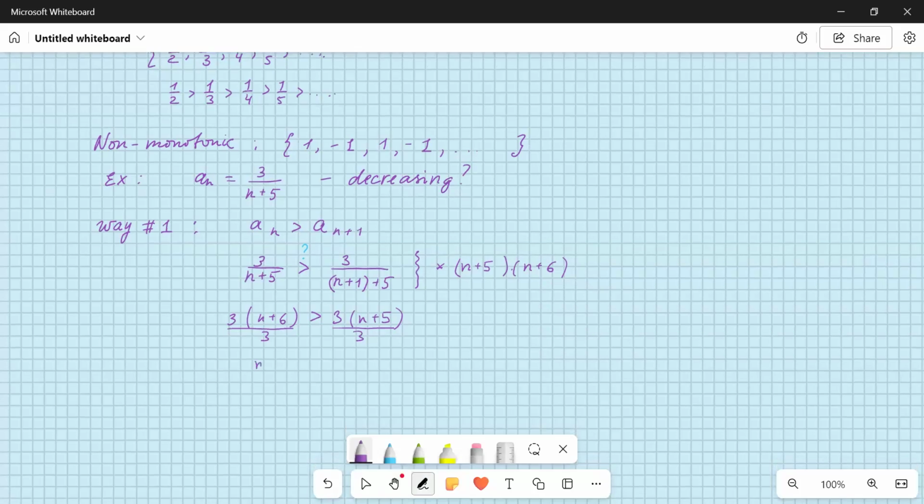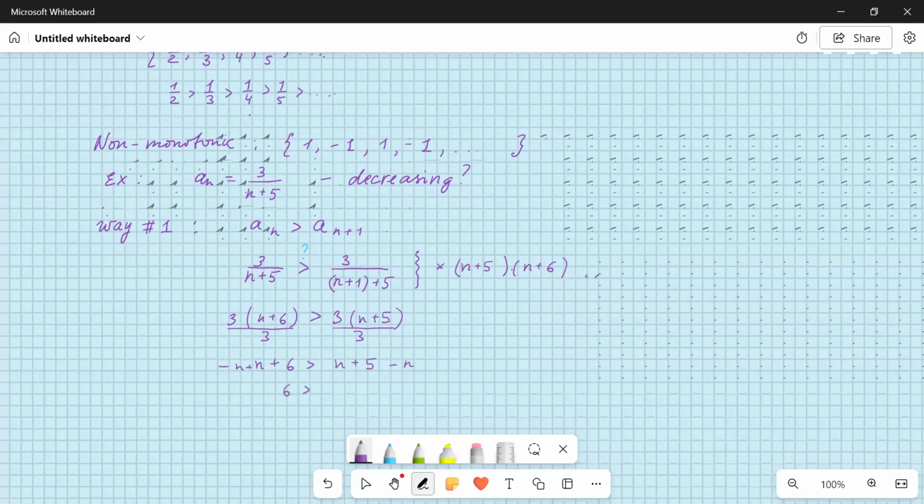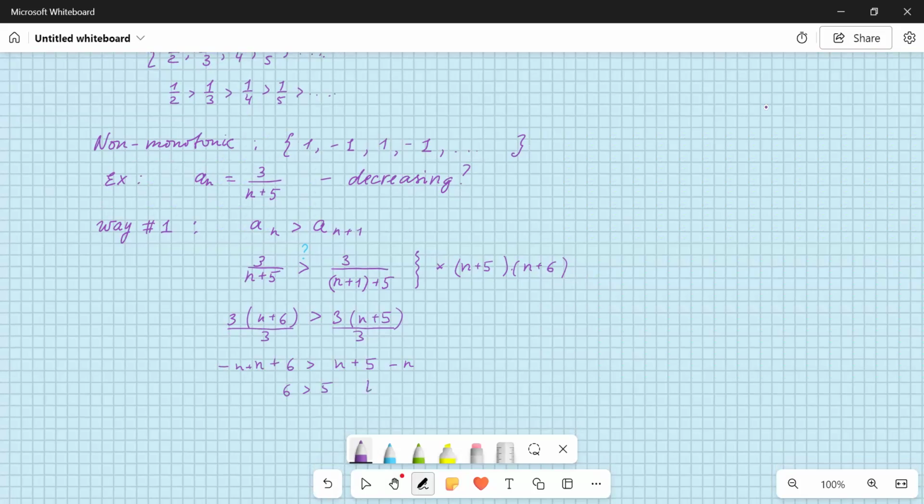And that's going to give me n plus 6, n plus 5, and maybe I can subtract n from both sides, right? Minus n here, minus n here, and I'm going to get 6 greater than 5. This is already obvious that it's true, so I'm going to write down true, but it's supposed to be really obvious. So this is true, means that the sequence is decreasing. I'm going to state decreasing.